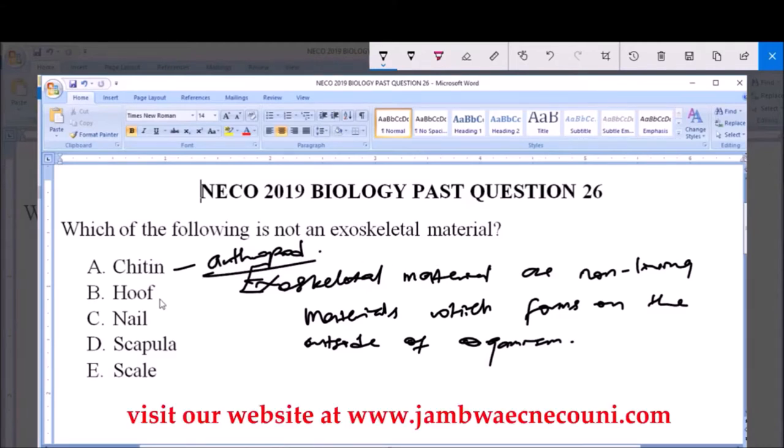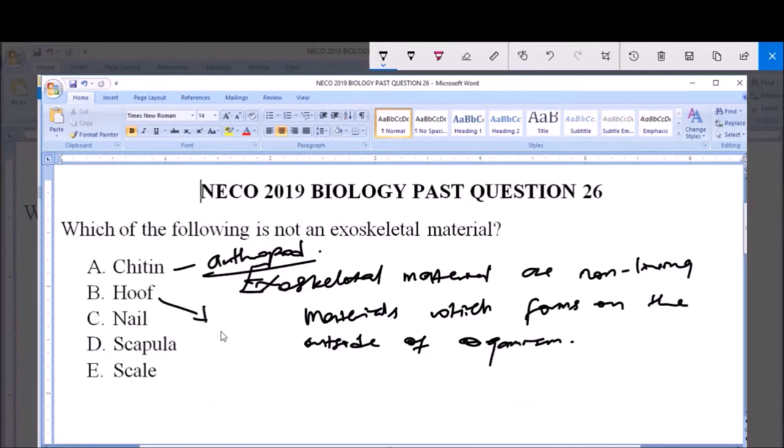Then B says hoof. You find this hoof on the legs or the foot of farm animals, like the cattle, the sheep, the goats, and the horses. You notice that they are non-living materials, and they are actually located on the outside. This outside is very important. That's where this exo is coming from.